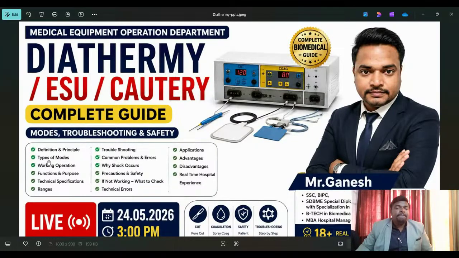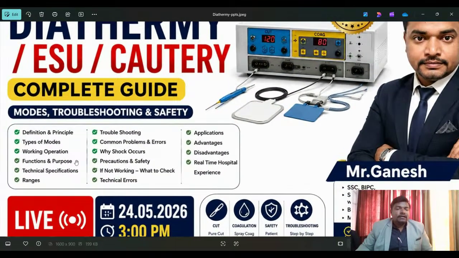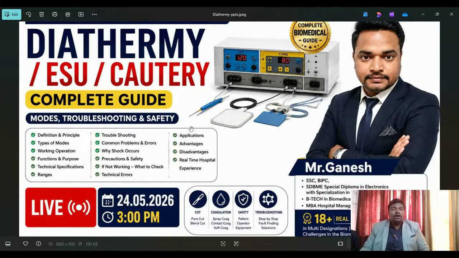Like, see here: definition and principle, types of modes, working operation and functions, purpose, technical specification and ranges, troubleshooting, common problems and errors, why shock occurs, precautions and safety, if not working what to check, technical errors, applications, advantages and disadvantages, and real-time hospital experience. I'm going to cover all these topics. See, all these things are very, very important.